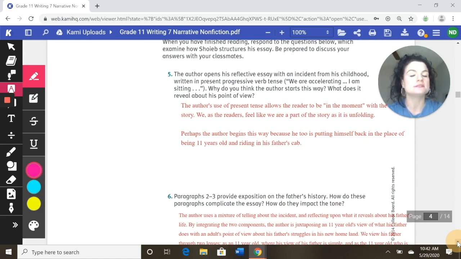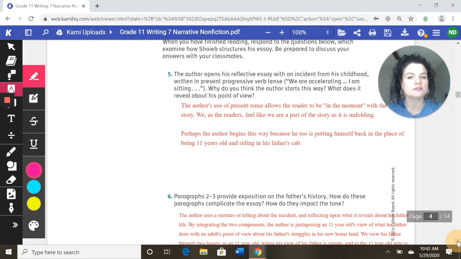The author opens his reflective essay with an incident from his childhood, written in present progressive verb tense. We are accelerating. I am sitting. Why do you think the author starts this way? And what does it reveal about his point of view? So this is a two-part question, so you need to make sure that you've answered both parts, because a lot of these have double questions within.